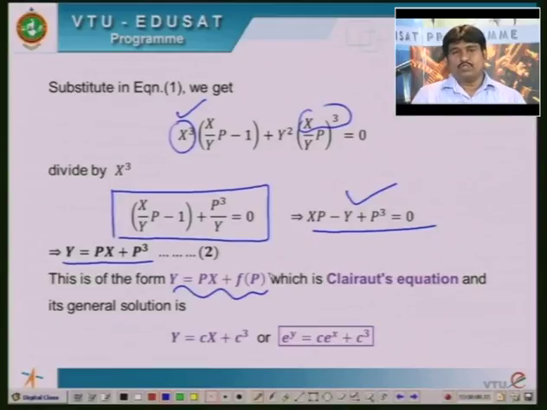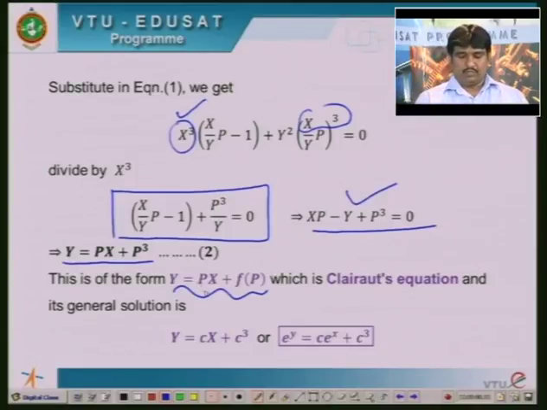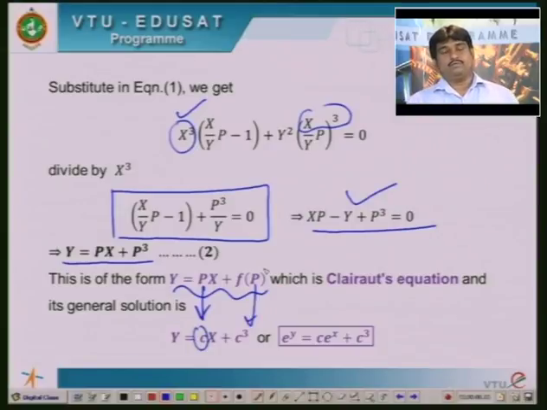So the given equation was not in Clairaut's form. Using the substitution capital X equals to e to the power of x and capital Y equals to e to the power of y, we converted this into Clairaut's form, where f of capital P is P cube. Now the general solution of this equation is simple. Just replace the derivative P by arbitrary constant c. So the general solution in terms of new variables is Y equals to c into capital X plus c cube.